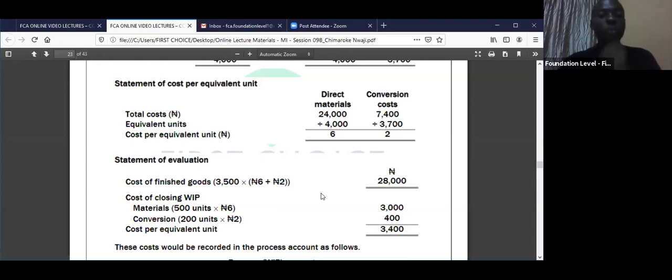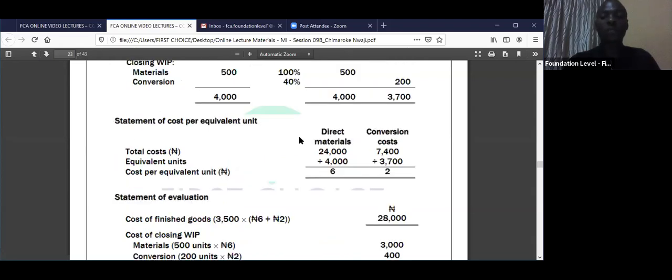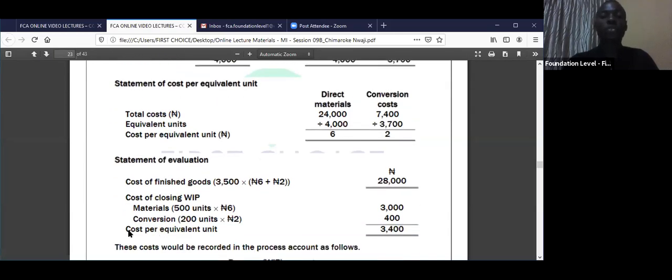Then when it gets to the closing work in progress, which is 500, we were told that material was 500, while the labor equivalent is 200. So all you need to do is multiply 500 by the rate for material, and 200 by the rate for labor. When you multiply them, you have these figures here. When you add them together, you have 3,400. So your conversion cost is 3,000.